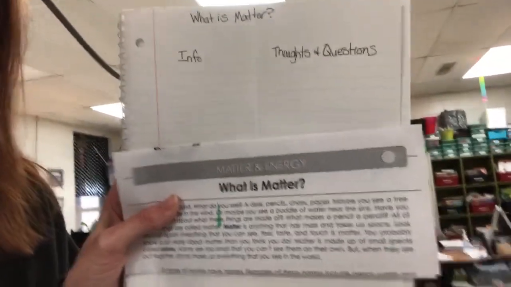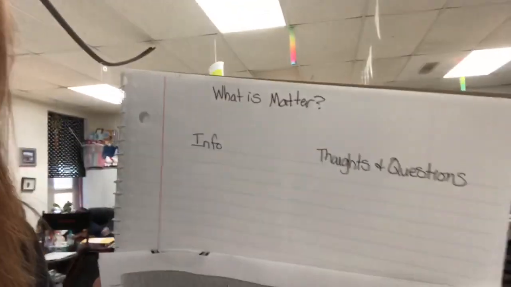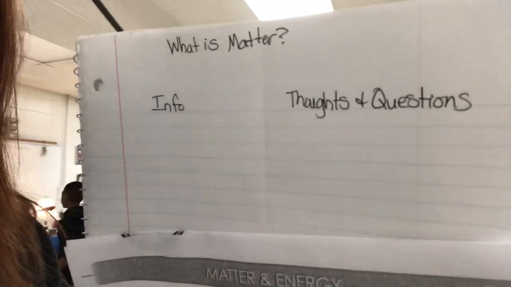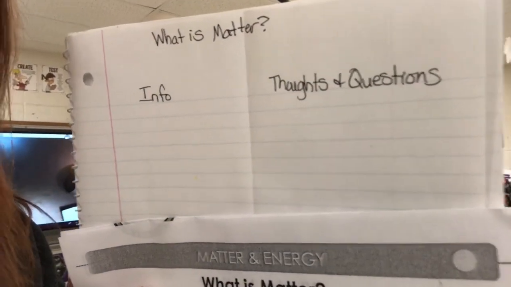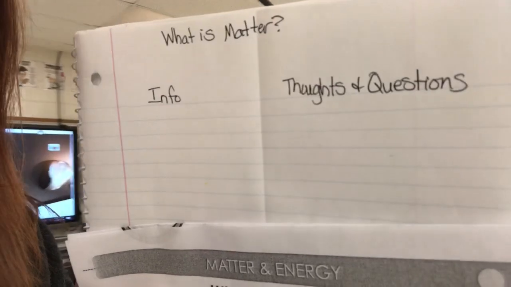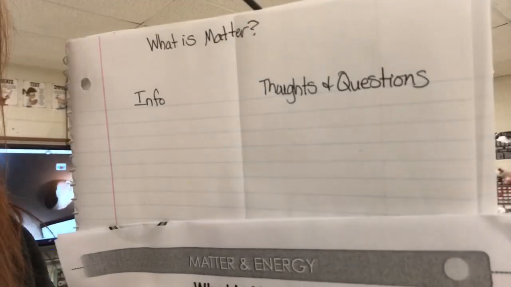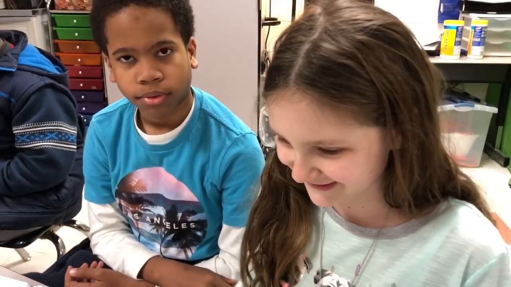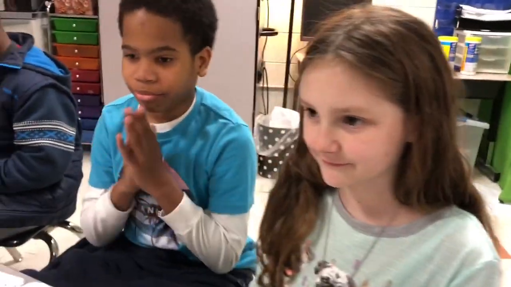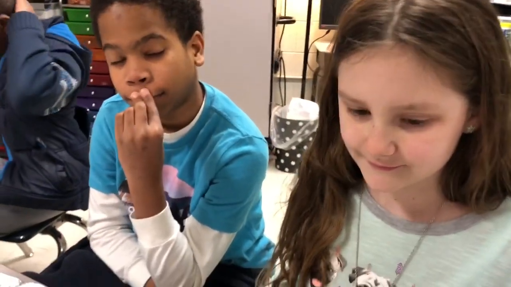So today we're working on a reading strategy in science, and I'm going to show you mine. They're reading a passage called What is Matter, and at the top they write their passage, and then they have 2 columns. They have one on info that they found as they read, and then one that says thoughts and questions. So I'm going to let a couple of my students explain to you what they're doing. All right, here are 2 of my students, and they are going to explain the strategies that we're using right now.